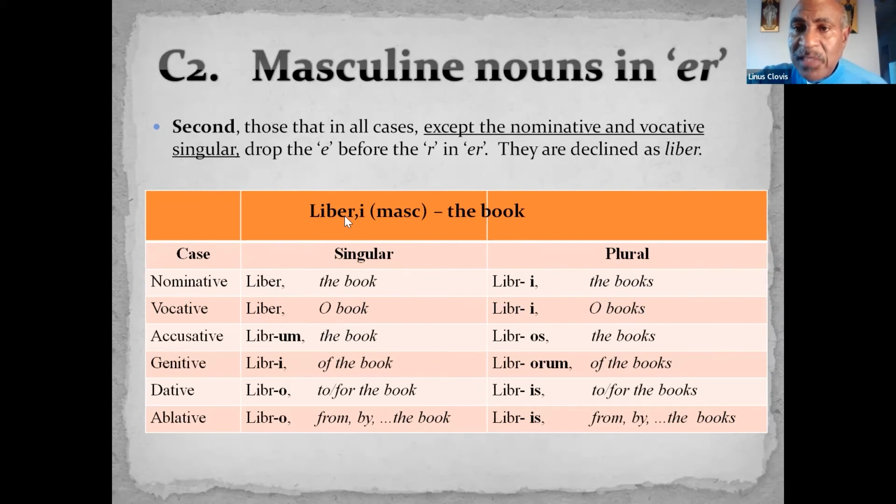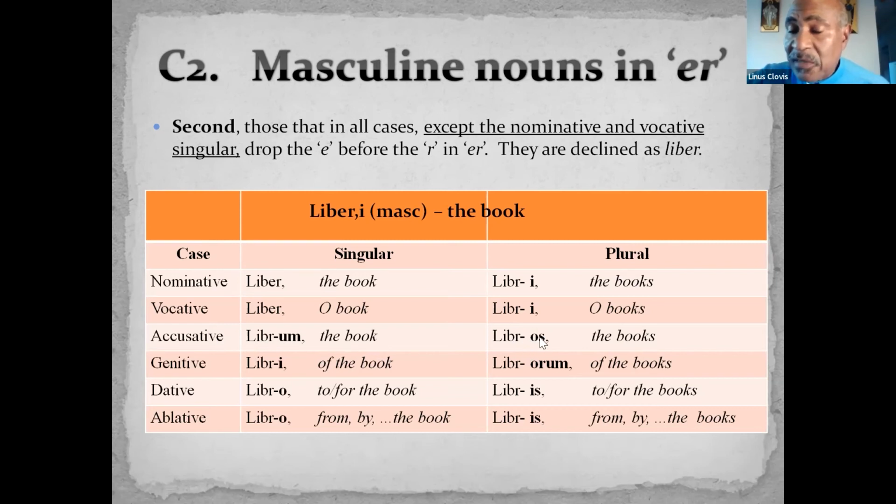And so we have some nouns like that. We have some that keep it and some that drop it. Now, once it's dropped, it's dropped. So all the other cases are going to be without that E. So in the accusative, we have librum, and in the plural, libros. So again, the M will tell you that it's accusative, and the OS will tell you it's accusative plural.